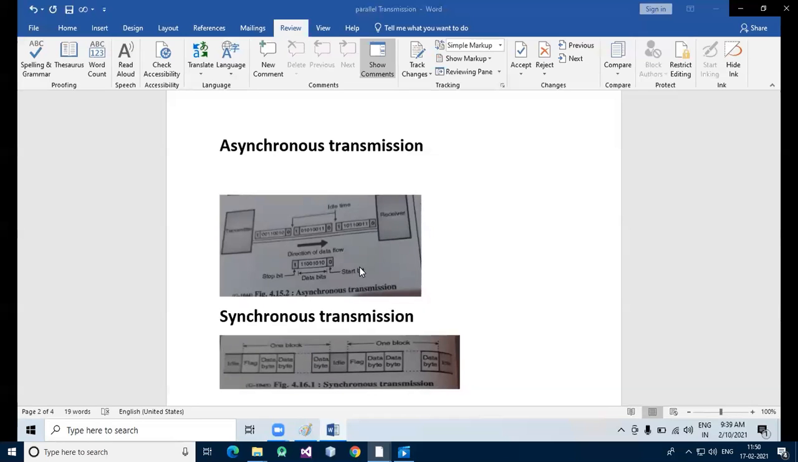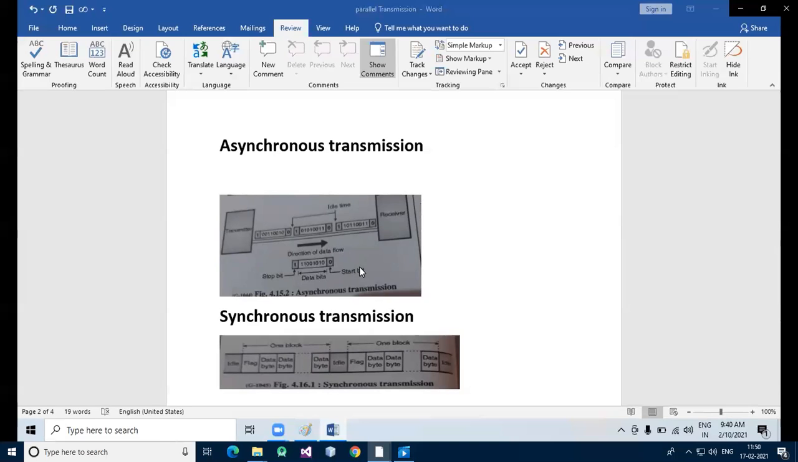So why is it called asynchronous? The mechanism is called asynchronous because at the byte level, the sender and receiver do not have to be synchronized. They both don't have the synchronous time. That's why it's called asynchronous. However, within each byte, the receiver should still be synchronized with the incoming bits. This means some synchronization is required only for the duration of a single byte.